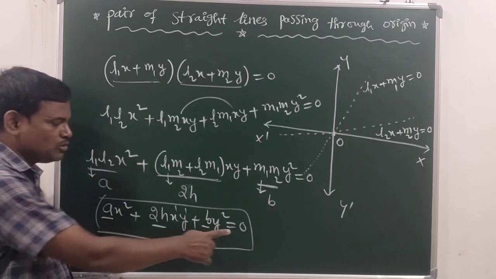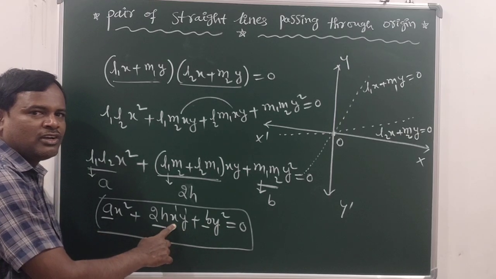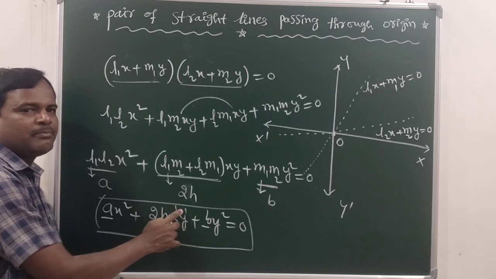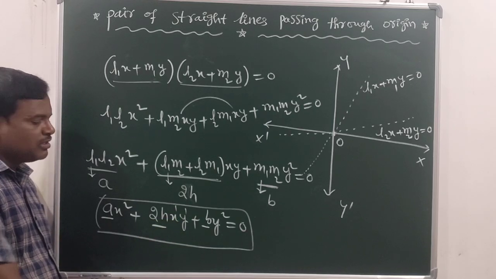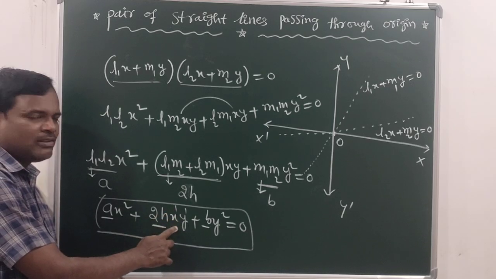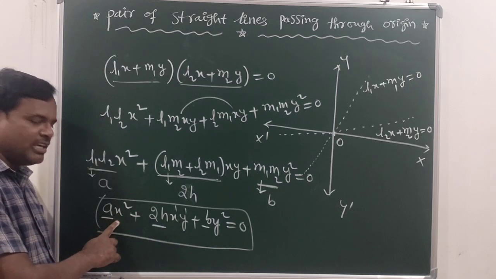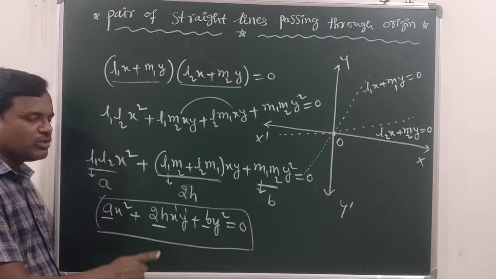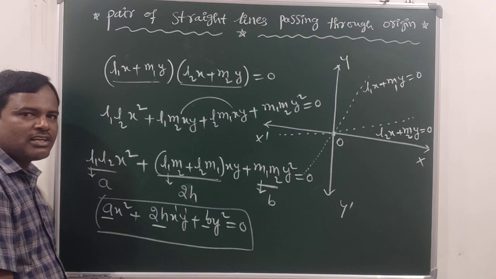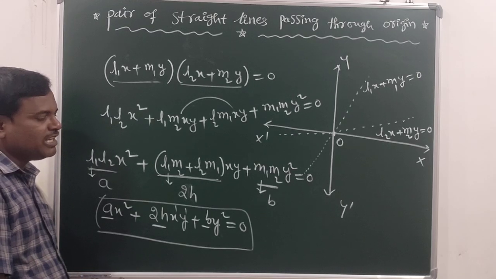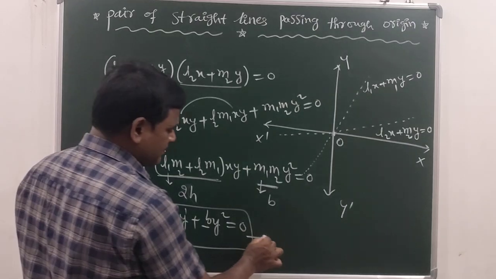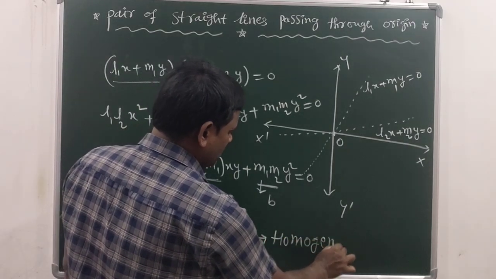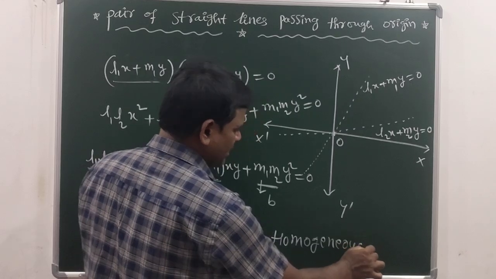Here the power of x is 2, the power of y is 2, and the power of xy. To get the degree, you have to add the powers of x and y. So here we are getting the degree of the middle term 2, the degree of the first term 2, and the degree of the last term 2. Hence we found that the degree of all the terms is equal. Hence it is a homogeneous equation.